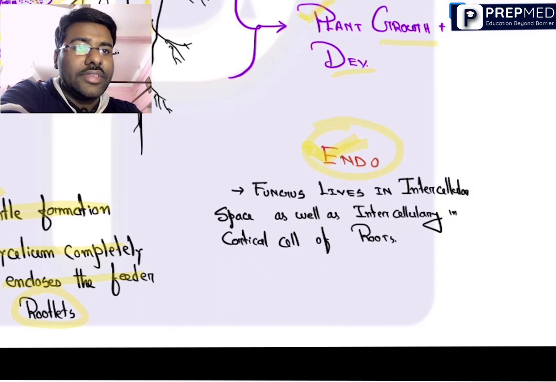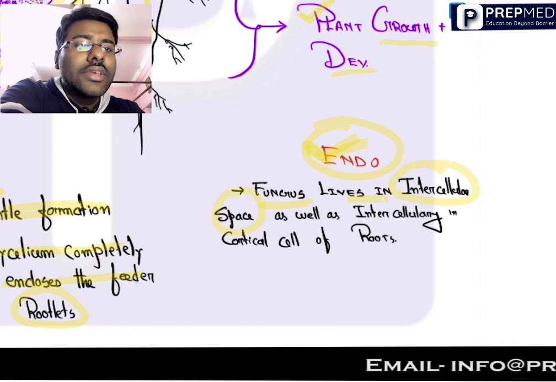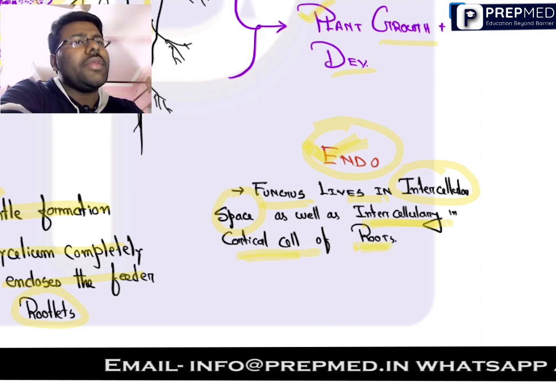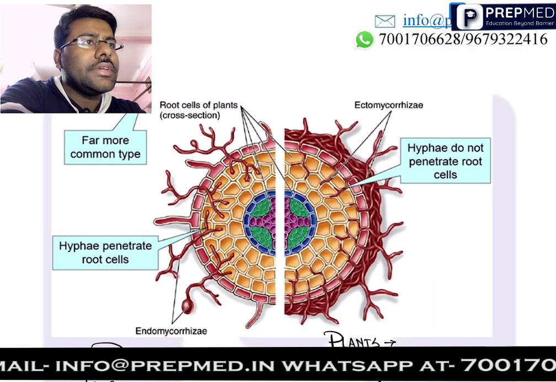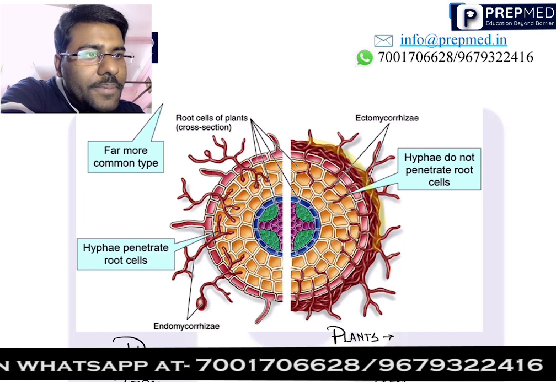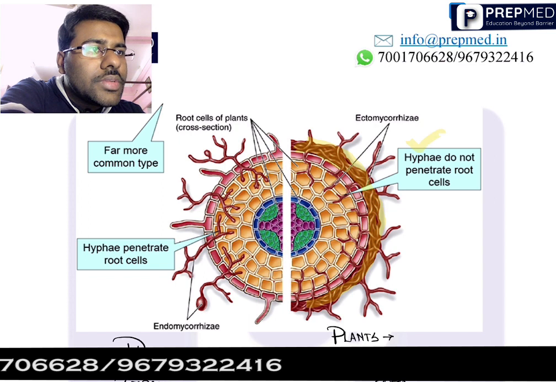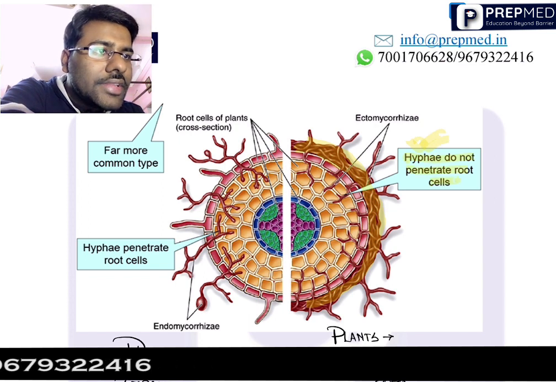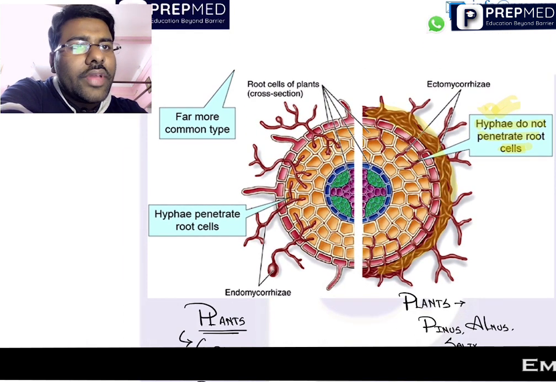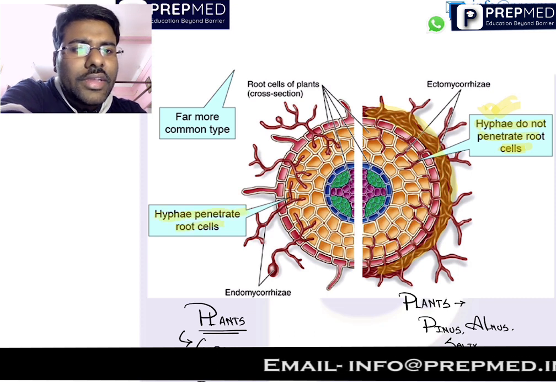Coming to the endomycorrhiza, the fungus lives in intercellular spaces as well as intracellularly in the cortical cells of the roots. Coming to the picture, you can clearly notice that this is the ectomycorrhiza and there is the sheath or mantle formation. The most important thing is that the hyphae do not penetrate the root cells. Okay, coming to the endomycorrhiza, this is the far more common type. Hyphae penetrate the root cells.